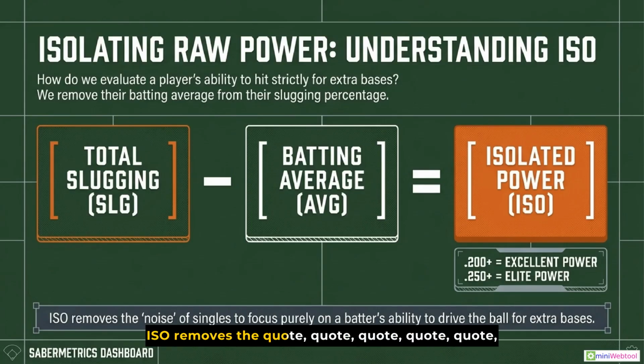ISO removes the value of singles to focus purely on extra base hitting ability. A .200 plus is excellent power, and .250 plus is elite.